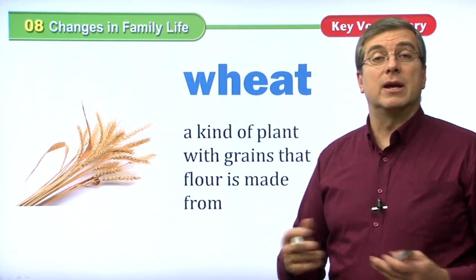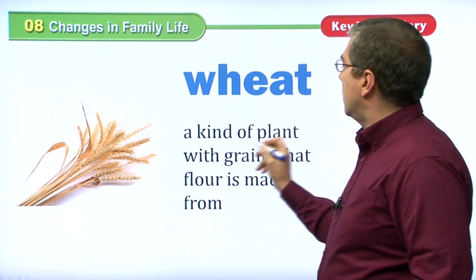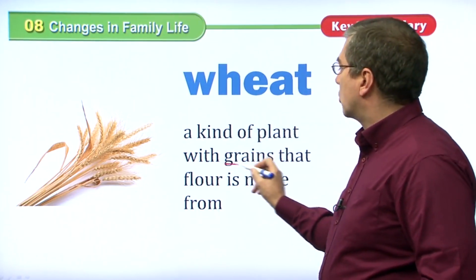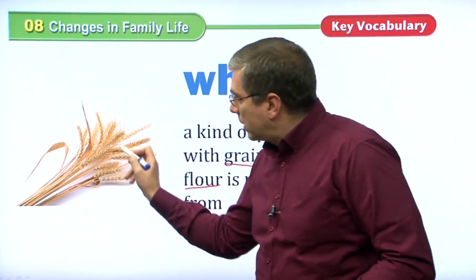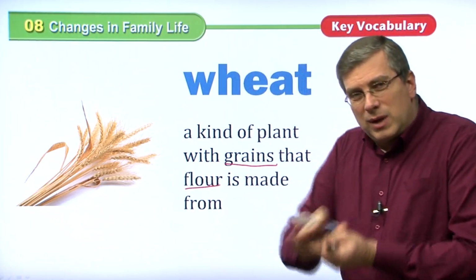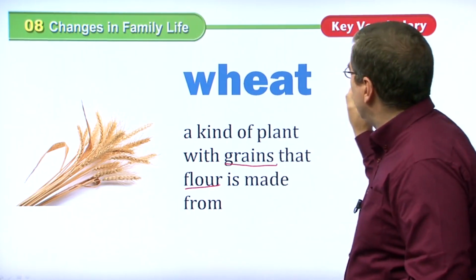Wheat, again, is another type of crop. We've talked about rice, wheat, and corn. Here we have wheat again. Wheat is a kind of plant with grains that flour is made from. So these grains, we take these grains and we push them together. We grind them together. We grind wheat.